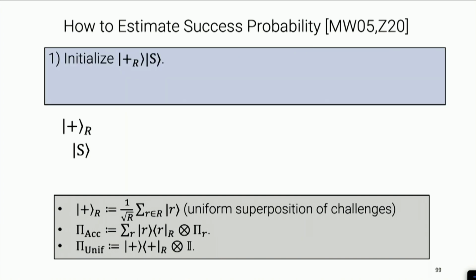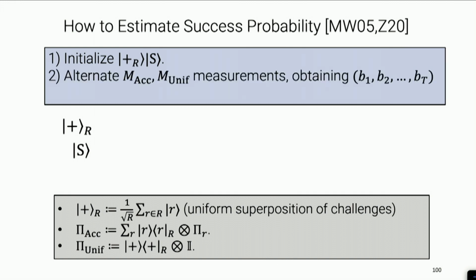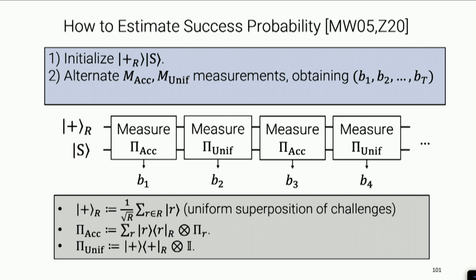Okay, so what I do is I initialize the state, I alternate these M accept and M uniform measurements back and forth, and I get all these outcomes. And how do I turn this list of outcomes, B1, B2, B3, these binary outcomes, into an estimate for the success probability? The formula is just to output the fraction of times Bi equals Bi plus 1 occurs.